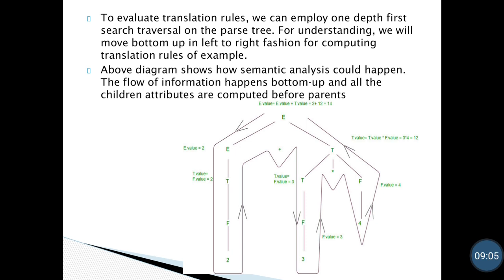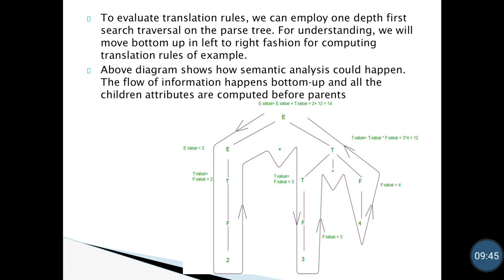So from the start, we will move to the bottom. At the end, we get 2. After that, we get plus. Then we get 3. After that, we get star. Then we get 4. F dot value: 4 is assigned to F dot value. And then reduction is performed. T into F goes to T. So T dot value is equal to T dot value into F dot value. That will be 3 into 4 is equal to 12.